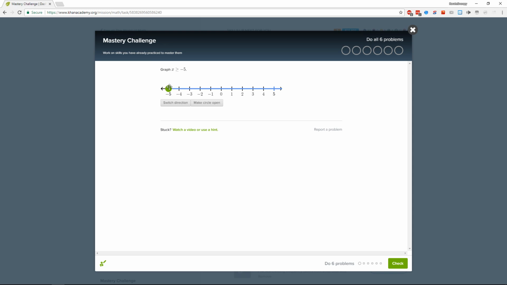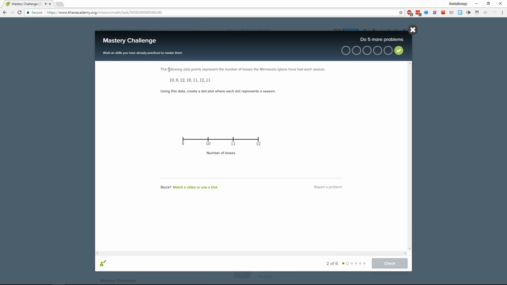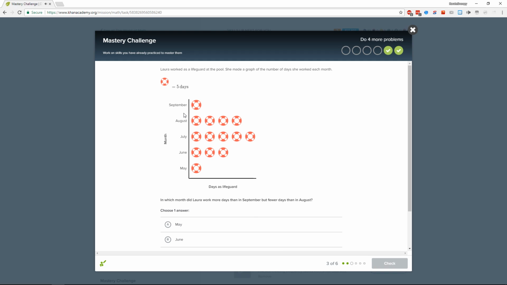Graph greater or equal to, let's see. Make the circle open, make the circle closed. That looks right. Following data points represent losses. Create a plot. Number of losses. 1 dot there. 2 dots there. 2 dots there. 2 dots there. Equals 5 days.